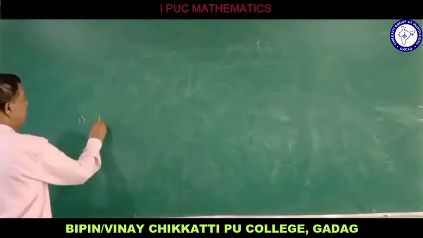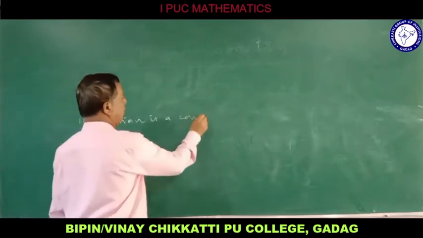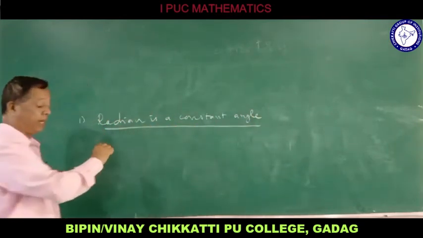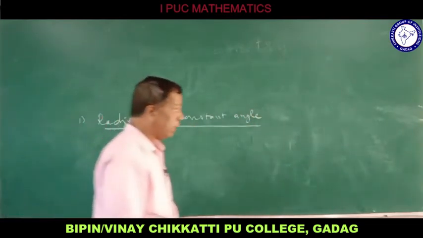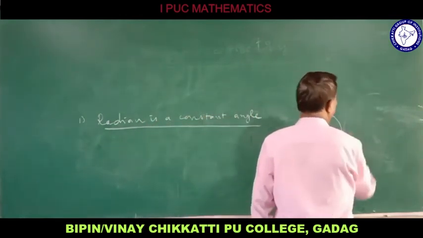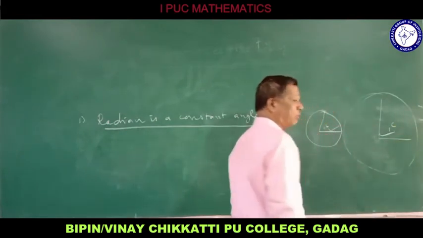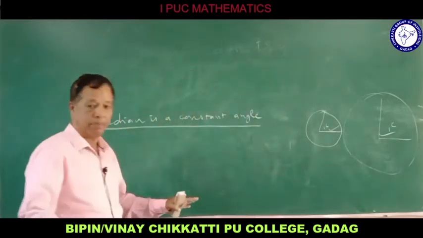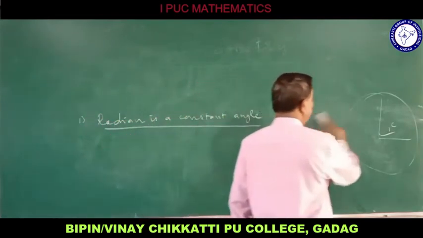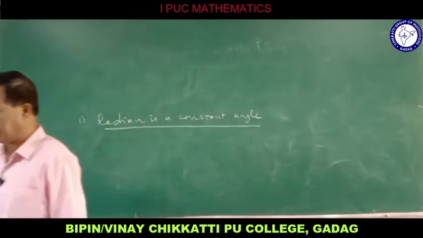First one is that radian is a constant angle. This is the first result. How do you say radian is not changing from circle to circle? Why am I talking about this? Here I say it is 1 radian. Suppose I take a big circle and again it is 1. So don't think that radian changes according to the circle, big or small. Whatever the circle, that radian is constant. How do you say it is constant? That I want to explain. How do you conclude that radian is a constant angle?